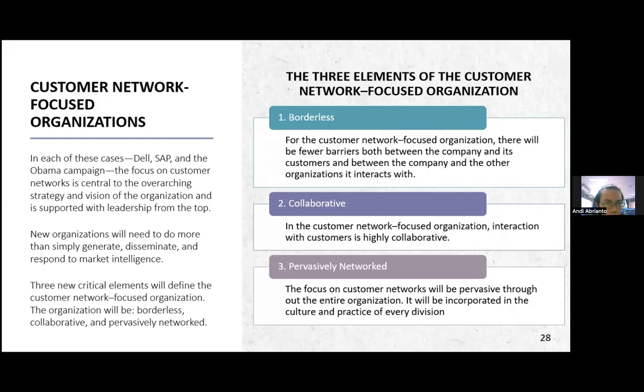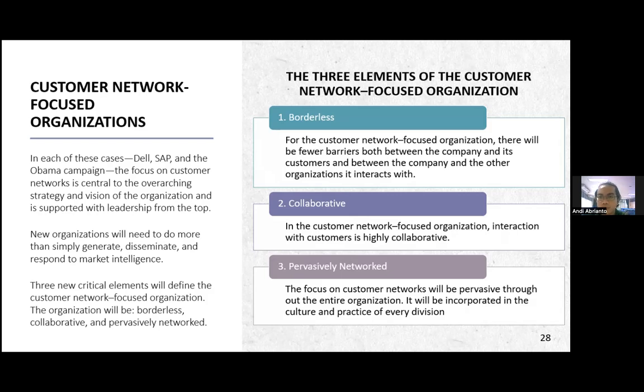Okay, the customer network focused organization. In each of these cases, Dell, SAP, and the Obama campaign, the focus on customer networks is central to the overarching strategy and vision of the organization and is supported with leadership from the top. The new organization will need to do more than simply generate, disseminate, and respond to market intelligence. Three new critical elements will define the customer network focused organization. The organization will be borderless, collaborative, and pervasively networked.